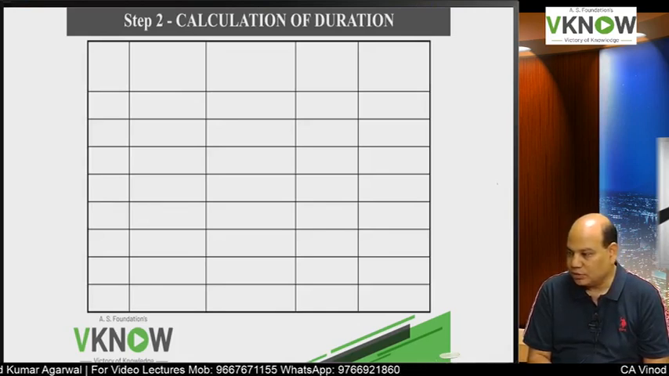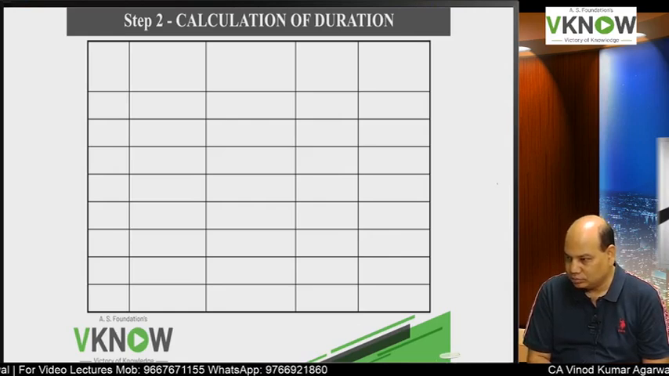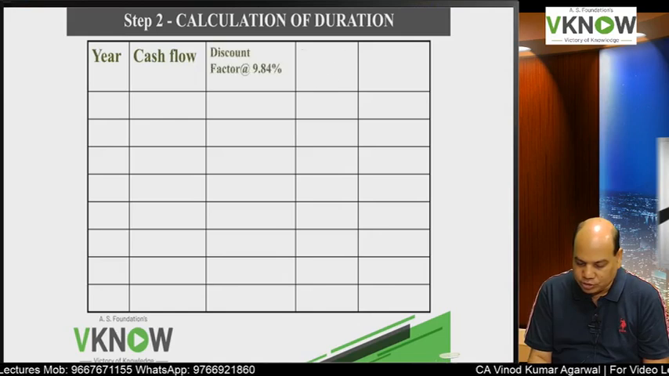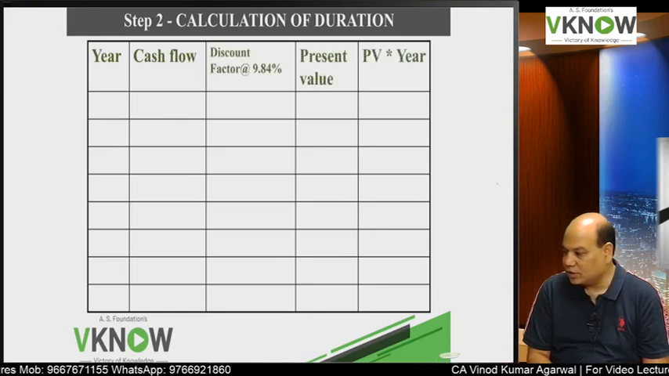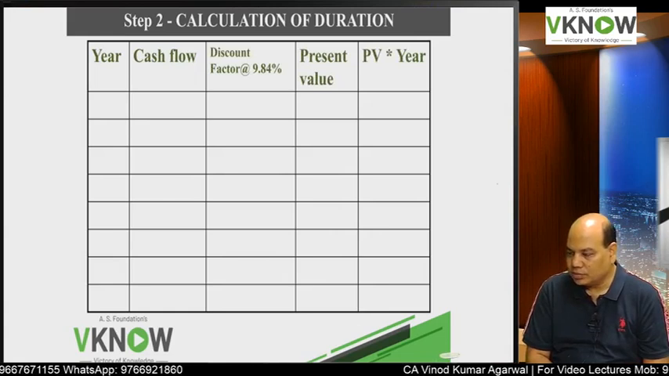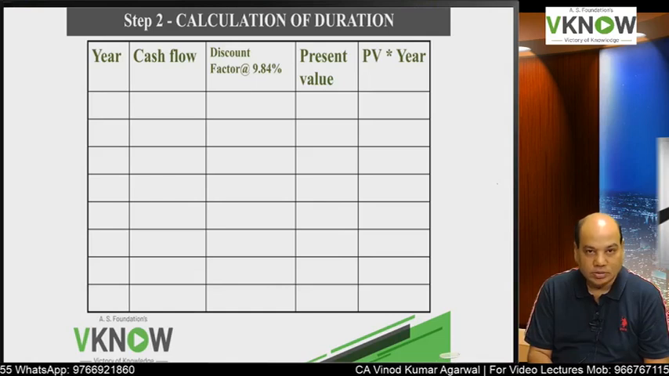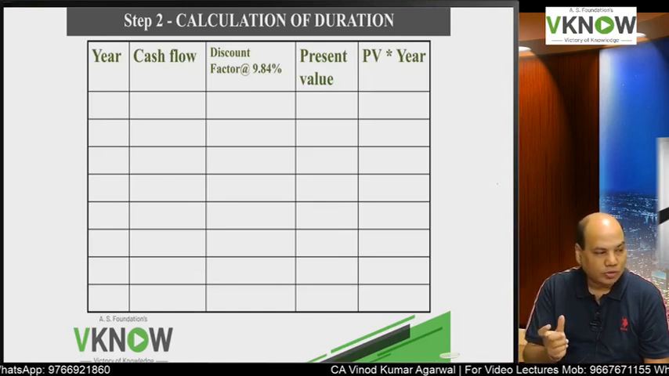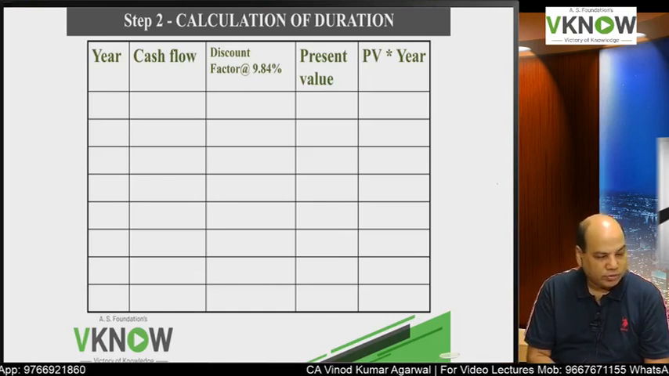Step 2 is calculation of duration. We will use that 9.84% as a discount rate. So the format is year. We can solve by the formula method also. We can solve by tabular format also.